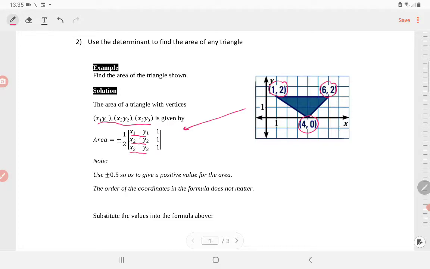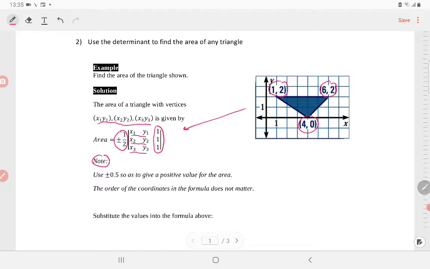Now it doesn't matter which goes first. You could have x2, y2 first, it doesn't matter. And note that the last column are all ones, 1, 1, 1. And also note here, this could be plus or minus a half.